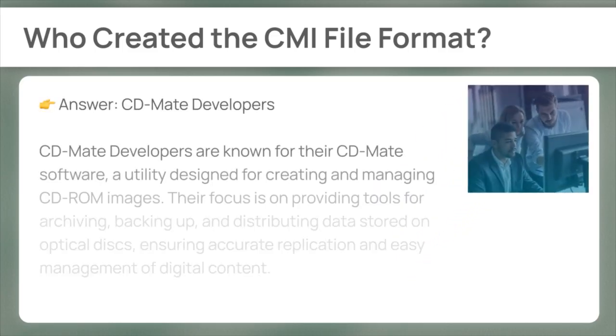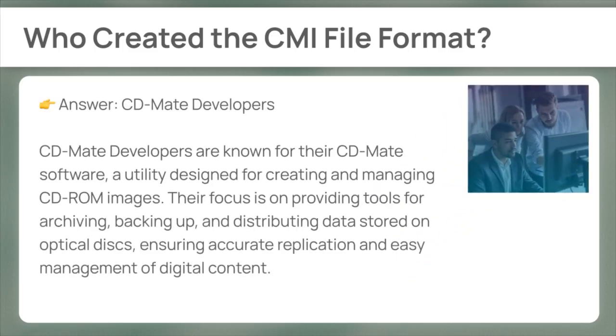CMI files are typically created using CD-mate or similar disk imaging software. The format stores the raw data from the optical disk, often including error correction codes and other metadata specific to the CD or DVD format. The structure allows for accurate replication of the original disk's contents, ensuring that the image can be burned back onto a physical disk or mounted as a virtual drive.